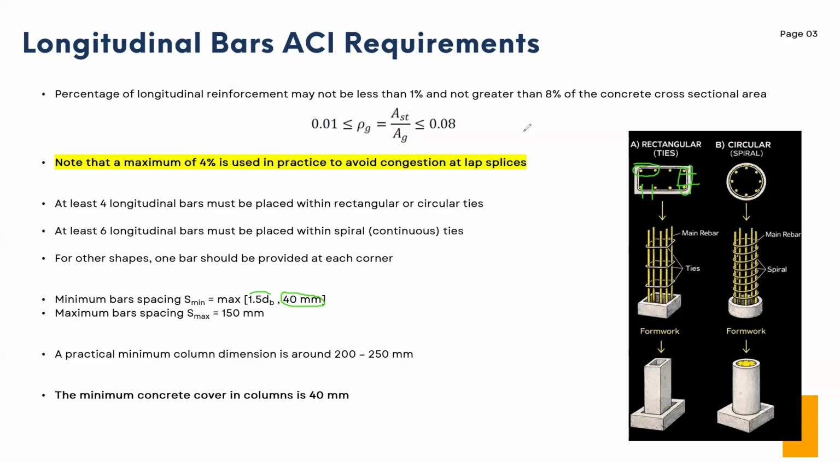Okay, so now if we do not have the dimensions of the column, a practical minimum is 200 to 250 millimeters. Okay, so this width should not be less than 200 millimeters, or this part should not be less than 200. So practically the minimum column size should be 200 by 200 or 200 by 250 or 250 by 250 millimeters. Okay, and this part is so important where the minimum concrete cover to be considered is 40 millimeters. Clear cover. So cover to stirrups to the side of the concrete should be minimum 40 millimeters.